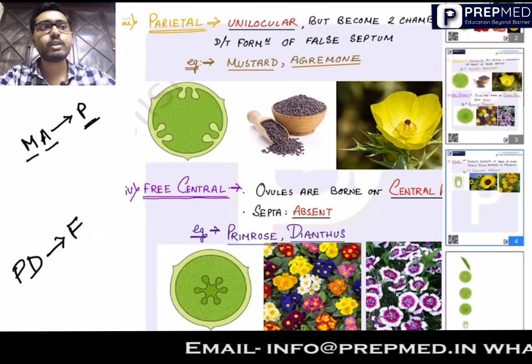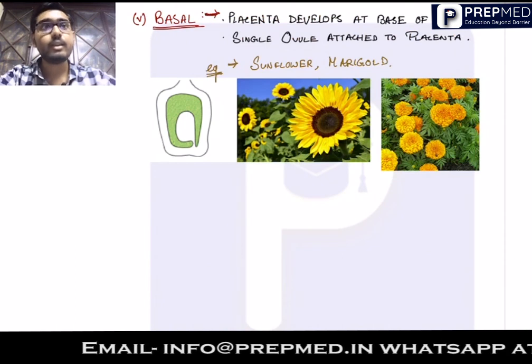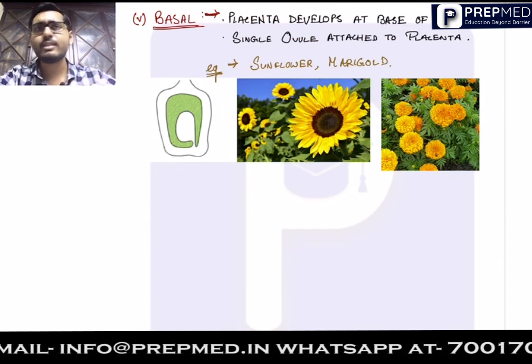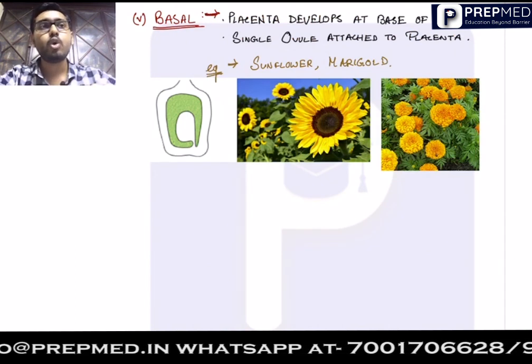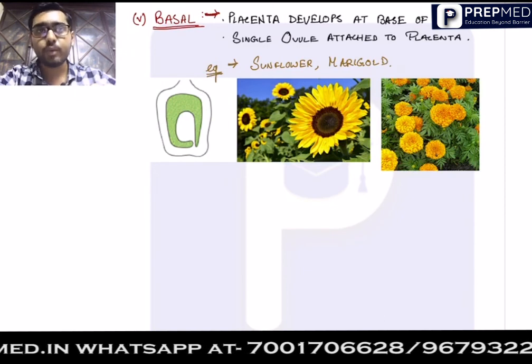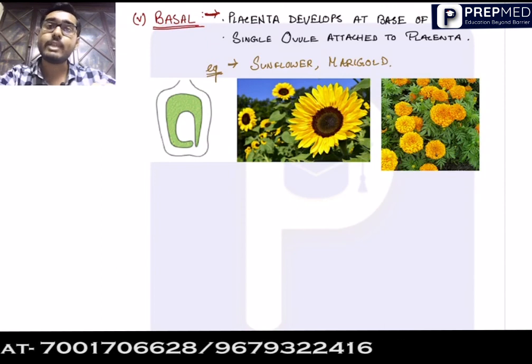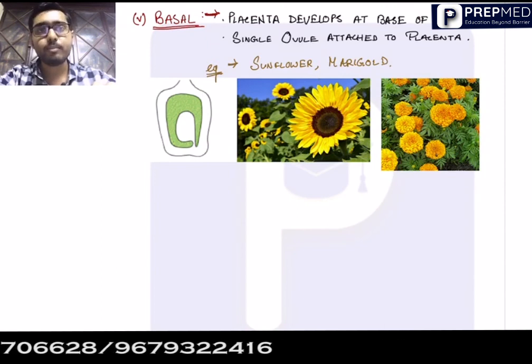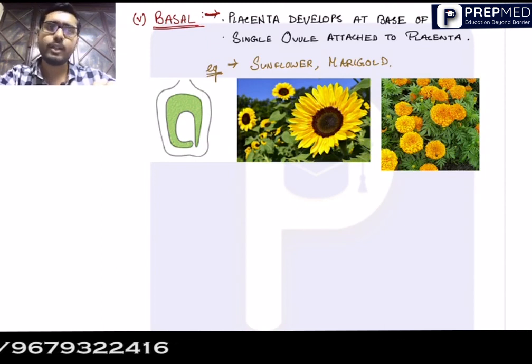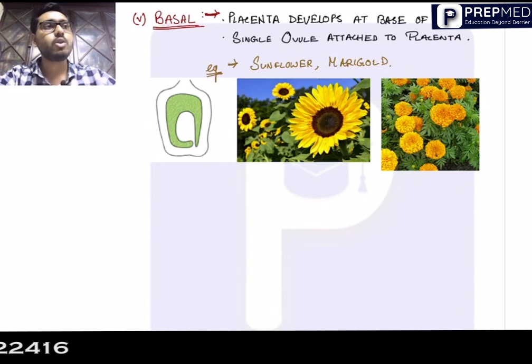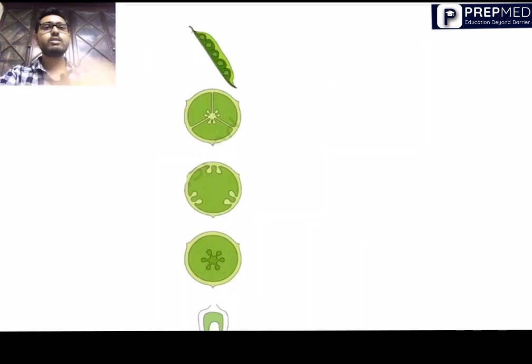And then we come to the last one, basal. It's very simple to understand that the ovule is a single one which is attached to the placenta, and the placenta develops at the base of the ovary. Examples: sunflower, marigold. So here are all the placentations.